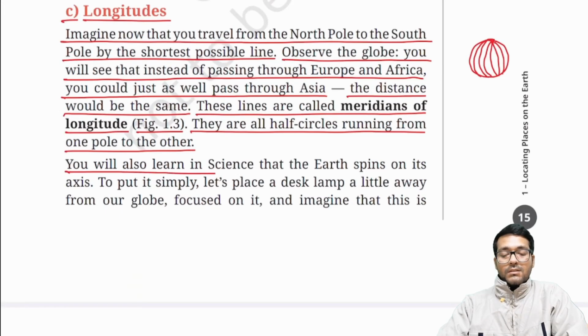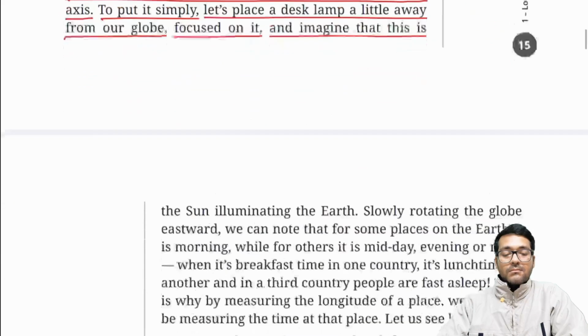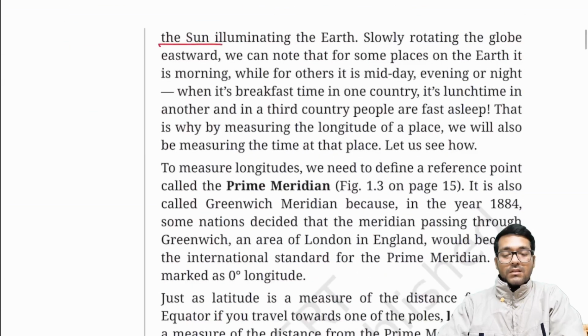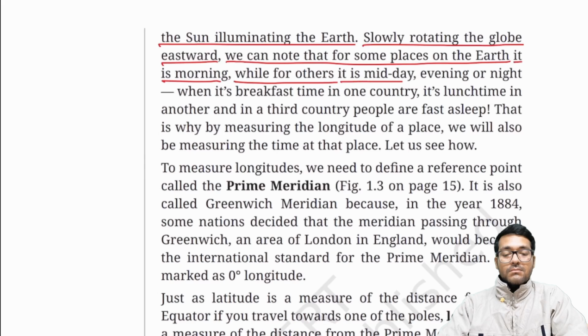You will also learn in science that the earth spins on its axis. To put it simply, let's place a desk lamp a little away from our globe, focused on it, and imagine that this is the sun illuminating the earth. Slowly rotating the globe eastward, we can note that for some places on earth, it is morning, while for others it is midday, evening, or night.